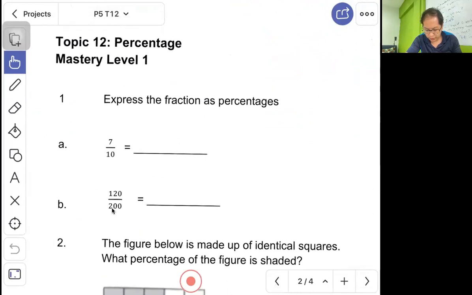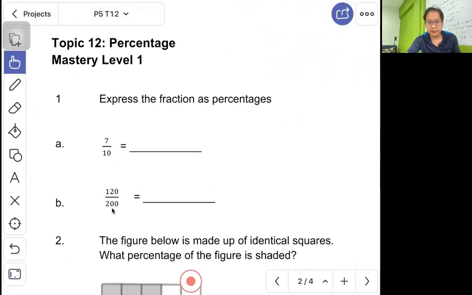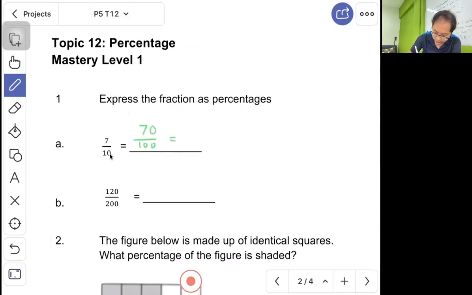Now, let's look at the practice question. Express the fraction as percentage. 7 out of 10. This is also known as 70 over 100 equals 70%. Here, it says to out of 100, divide by 2, you get 60 out of 100. So this is 60%.